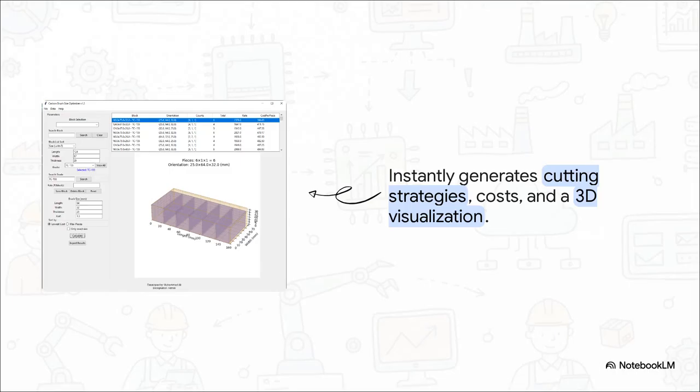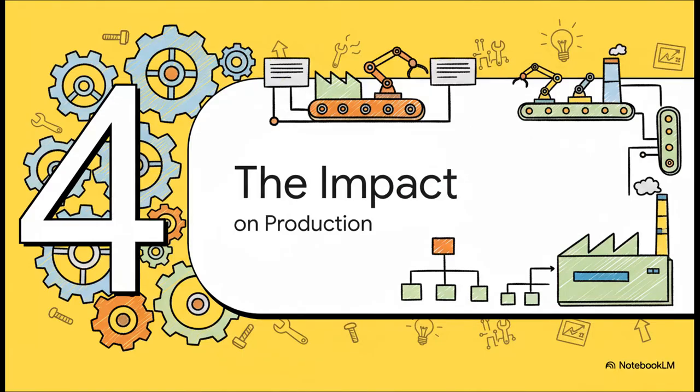And this is where the magic really happens. The second you hit that calculate button, bam, the optimizer just goes to work. And you don't just get one answer, you get multiple, fully optimized cutting strategies. It shows you the cost for each one and even gives you a 3D model so you can see exactly how it's going to work. It's not a guess anymore. It's instant, visual clarity. Okay, that's pretty cool, right?